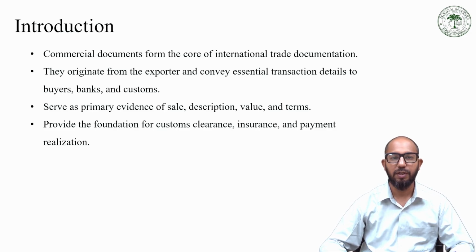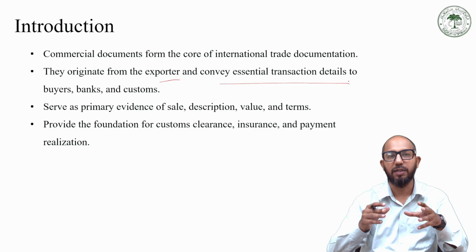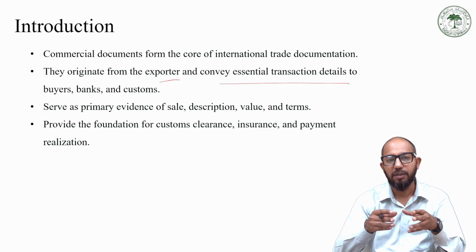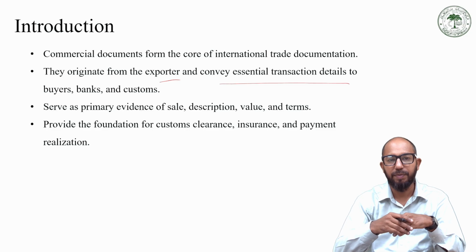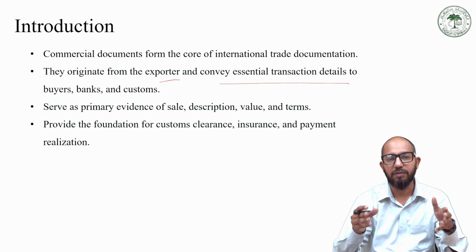We can also say that over the period of time, gradually, different types of documents have emerged. But if we want to talk about age-old primary documents, then it was commercial documents for export and import. The commercial documents originate from the exporter and convey essential transaction details such as buyers, banks, customs, and the payment realization mechanisms. Not only this, it also serves as a primary evidence of sale, contract, description, value, as well as the terms of trade.